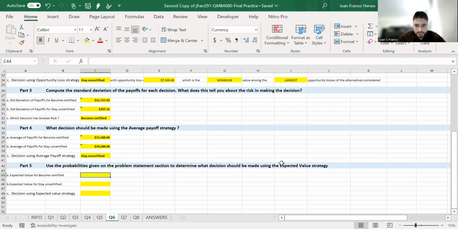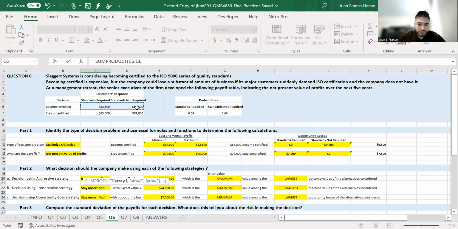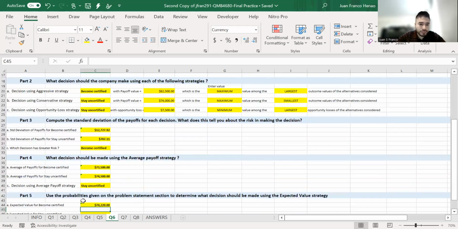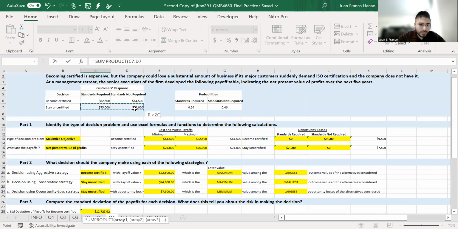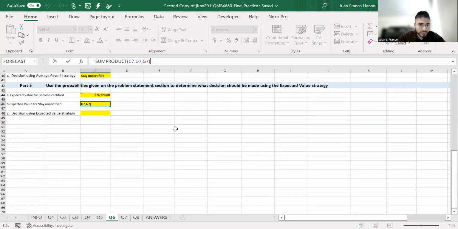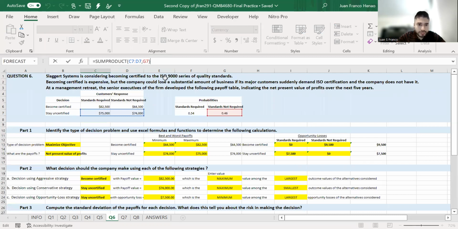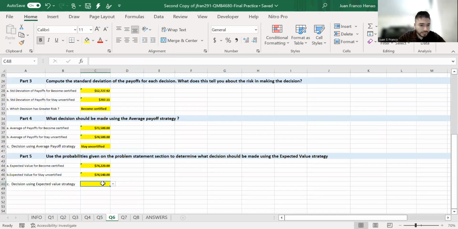Lastly, we are trying to calculate the expected value strategy. So it is the sum product, reference this, times the probabilities, close, and do it again. Sum product of staying uncertified times the probabilities, close parentheses. There was a mistake. Let's see what happened. Okay, perfect. I only chose one cell instead of two cells. Okay. And now remember, we need to choose a decision and we're trying to maximize. So we want the biggest value, the greatest value corresponds to this one, which is staying uncertified.